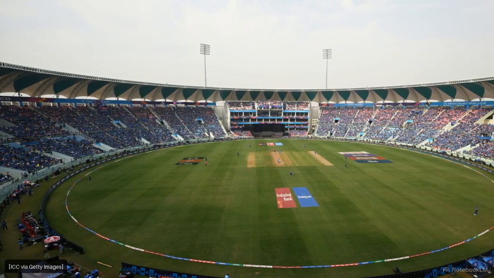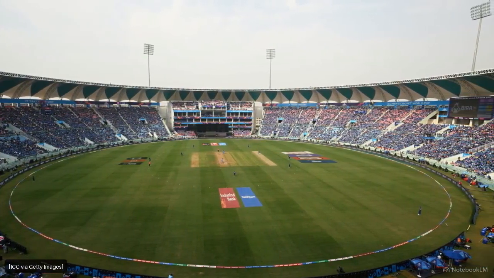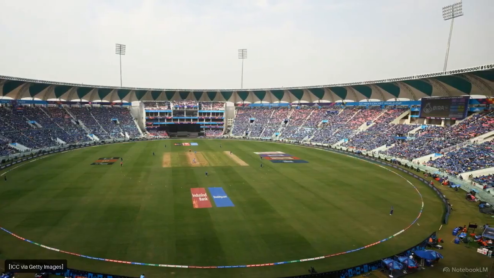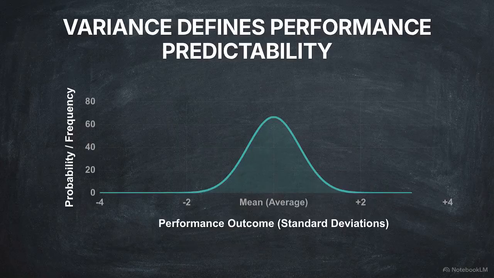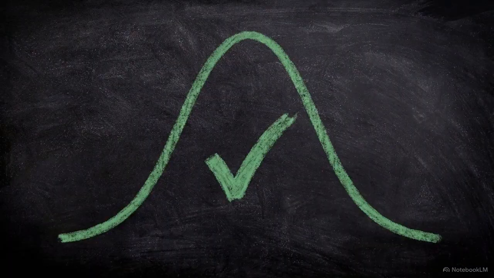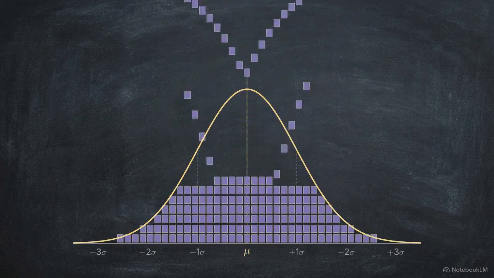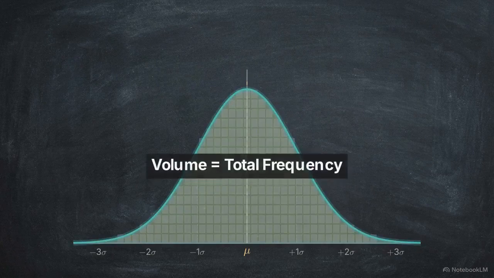We see this geometry in complex human environments too, like the consistency of athletic scoring over a cricket season. A narrow bell curve indicates highly consistent, predictable performance, while a wide curve represents higher volatility and a massive variance in outcomes. Proving that data follows this Gaussian distribution is the prerequisite for predictive modeling. It allows data scientists to map the precise frequency of an event simply by measuring its geometric volume.